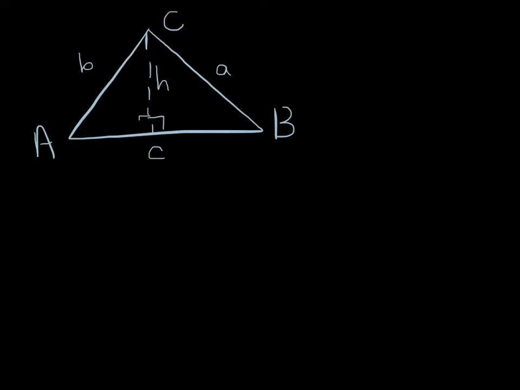Notice with the altitude we've created two right triangles. And what I'm going to do with each of those right triangles is write an expression for the sine of A and then for the sine of B. Now we know sine of A is opposite over hypotenuse. So here's A, here's opposite A, here's the hypotenuse. So sine of A is h over b. Now sine B, looking at the other right triangle, here's angle B, opposite over hypotenuse. So sine B is h over a.